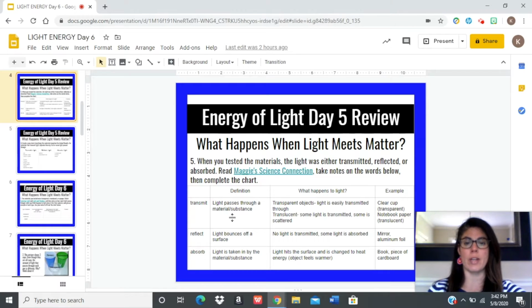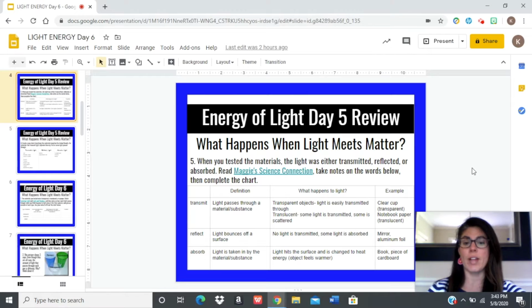Definition for transmit: light passes through a material or substance. What happens to light? With transparent objects, light is easily transmitted through. That means all light passes through. With translucent objects, only some of the light is transmitted. The rest is scattered. An example of a transparent object that let all the light through was a clear cup or plastic wrap. A translucent object that only let some of the light through, an example of that was notebook paper.